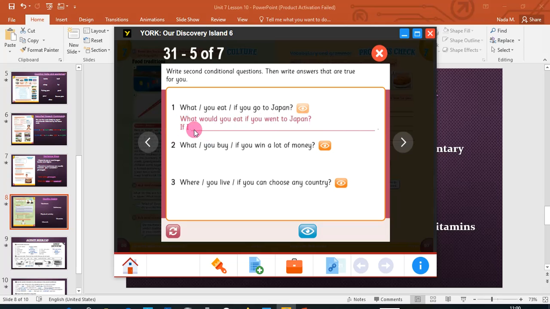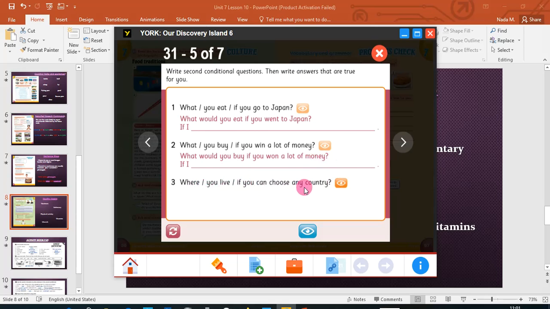You're going to answer the question with your own answer. So if I went to Japan, I would eat, for example, sushi or wherever. So number 2, what you buy if you win a lot of money? Again, what would you buy? After would is the base verb. What would you buy if you won a lot of money? Then you change the verb after if to the past. The answer is if I won a lot of money, I would buy a house, let's say, or a car or whatever.